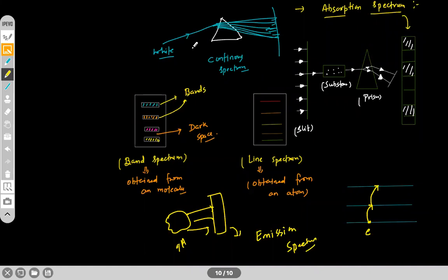Line spectrum means line and band is not important at all. Band spectrum means we'll have a band of wavelengths. And these bands are separated by some dark space. Means a few wavelengths are missing over here.